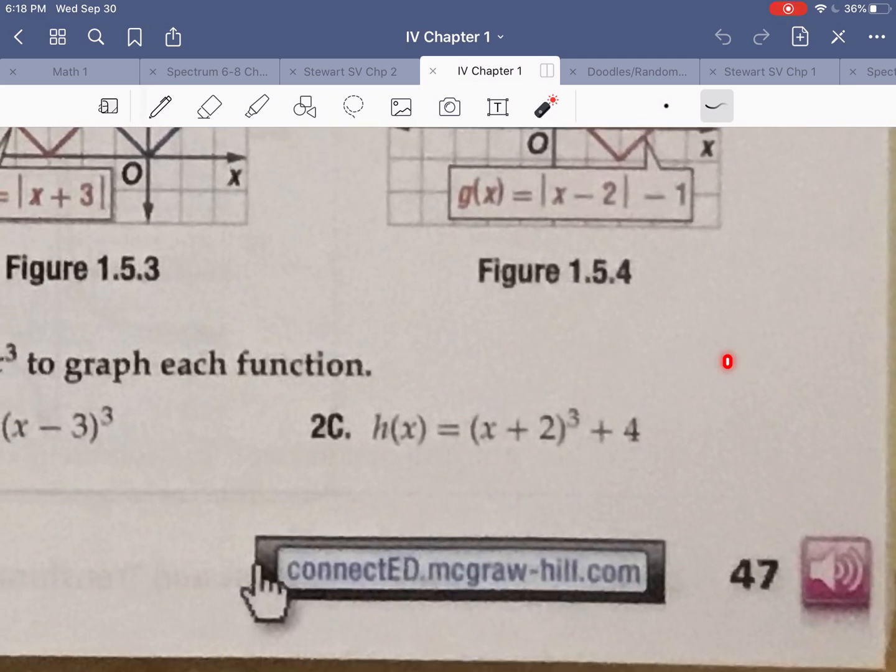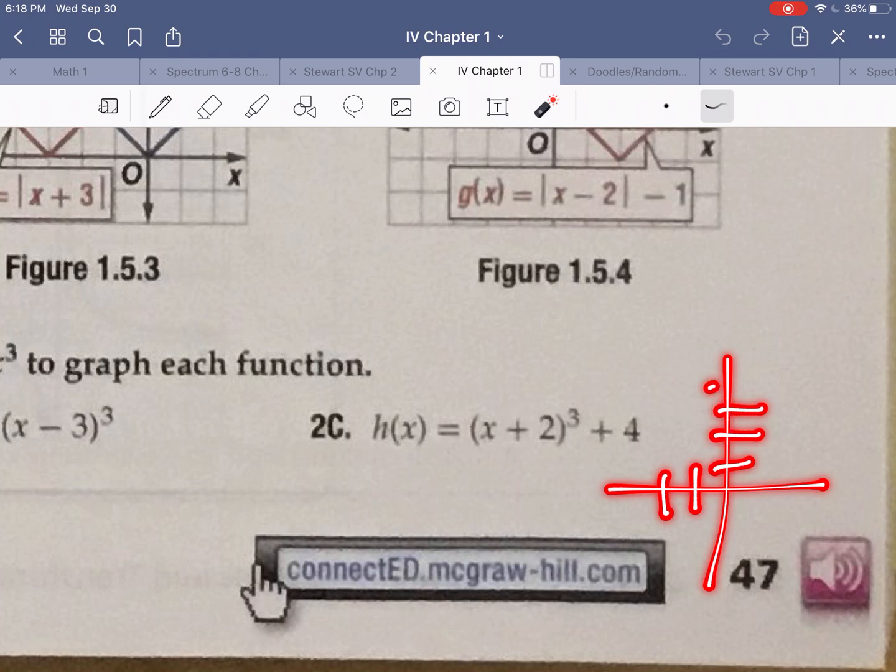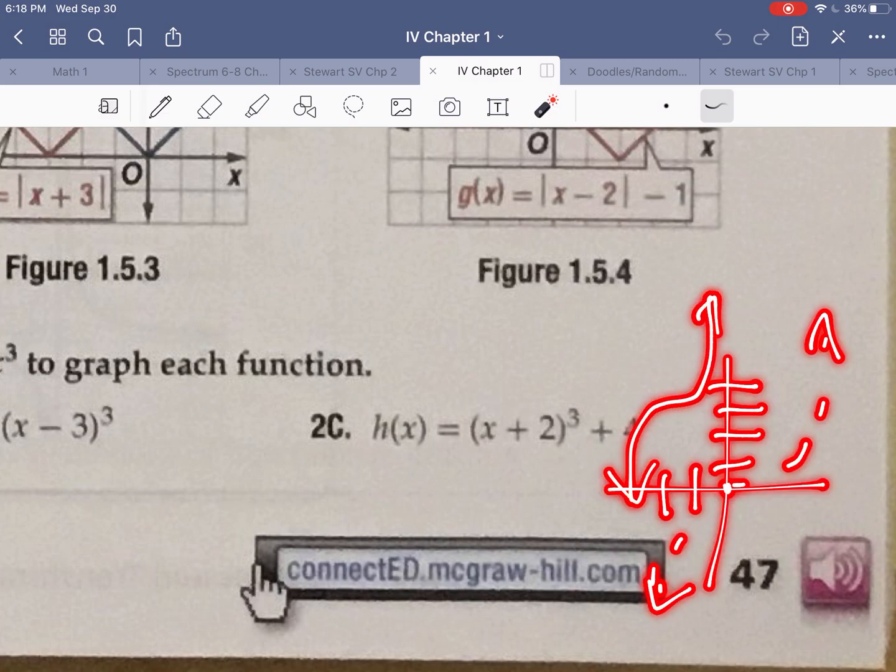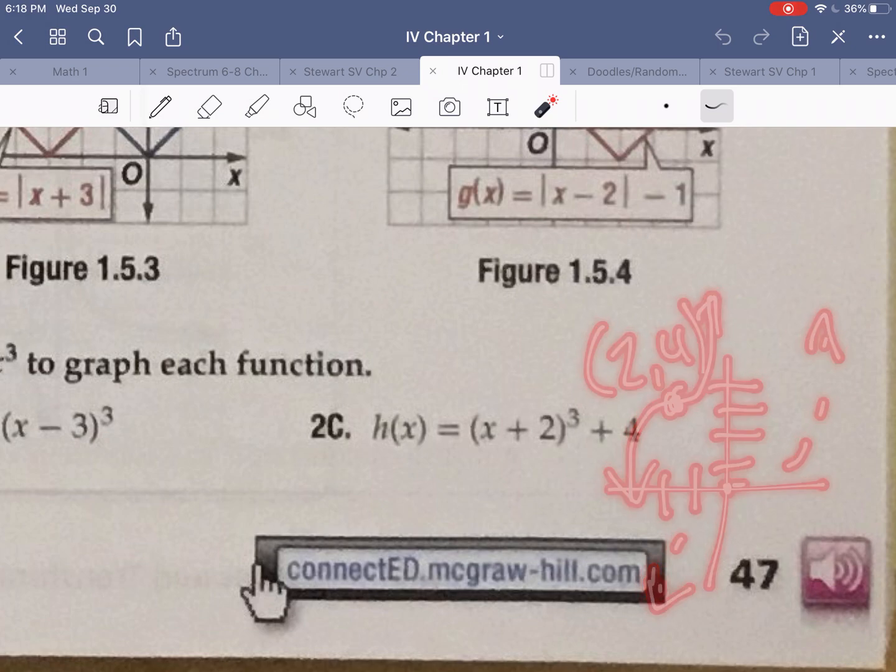Plus 2, that would move it 2 to the left. Plus 4, that would move it up 4. So instead of having this curve, it's going to go like that, basically. And that point right there is 2, 4.